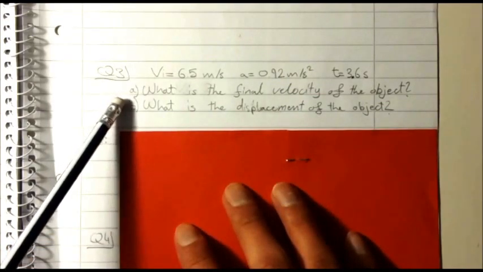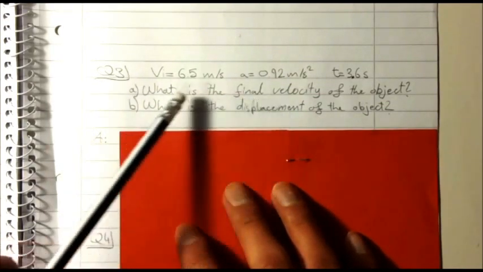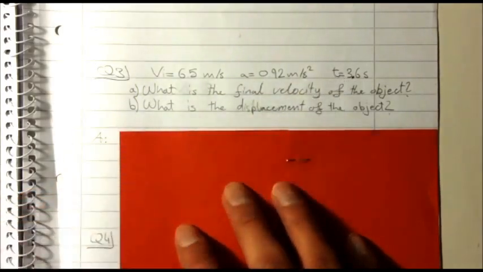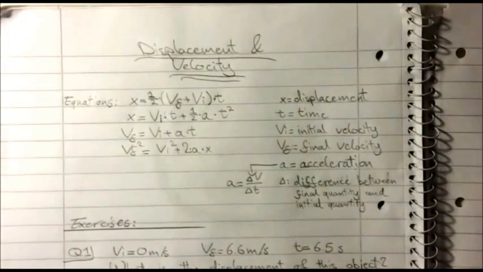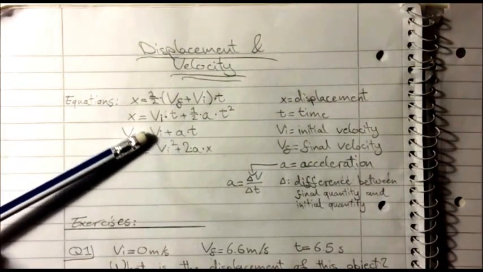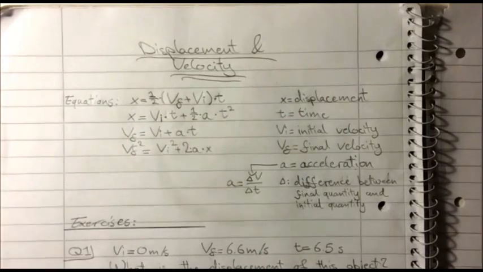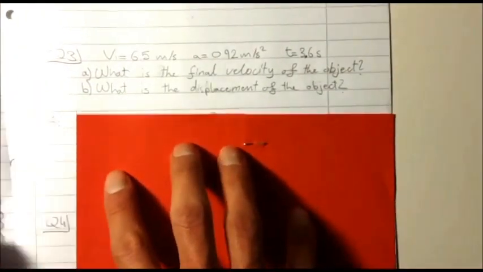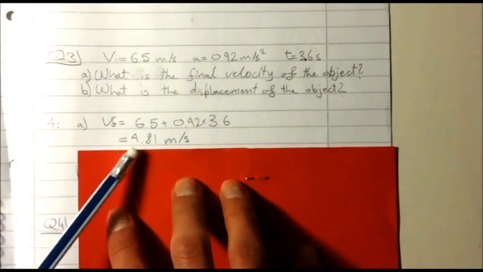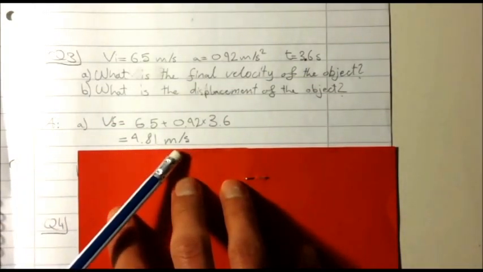Now starting with A, what is the final velocity? Notice we have initial velocity, acceleration, and time. And looking back at the 4 equations, we see that the third one fits in perfectly. Initial velocity, acceleration, and time. So what we do is just plug it in. Should look like this. And the answer should be equal to 9.81 meters per second.